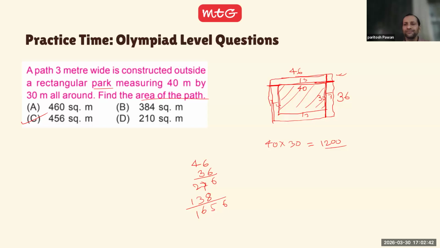Yes, Riyanshi. Riyanshi, tell me, beta. Sir, I didn't understand this question. Here it says that there is a rectangular park and its length is 40, breadth is 30, and a 3-meter wide road has been created around this park. So it is asking to calculate the area of the road. Clear?